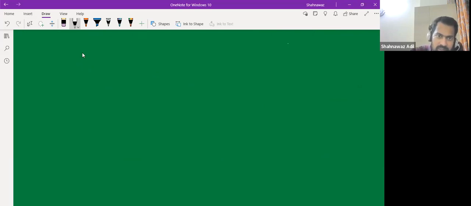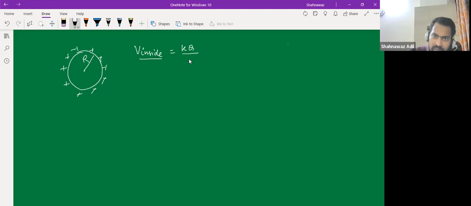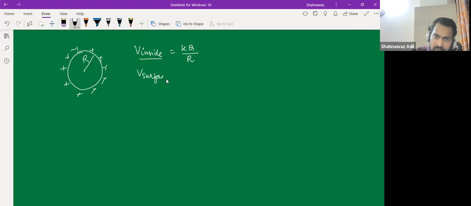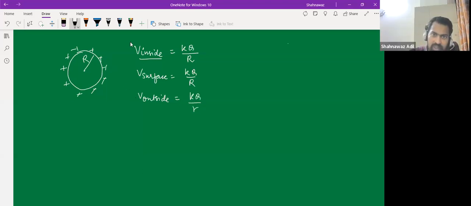So this was the sphere, right? And the charges were residing at the surface, and this was the radius. So what was the potential inside? KQ by capital R, right? Radius. Yes. And what was the potential at the surface? KQ by capital R. And what was the outside potential? KQ by r. Absolutely good. So these were the three cases.